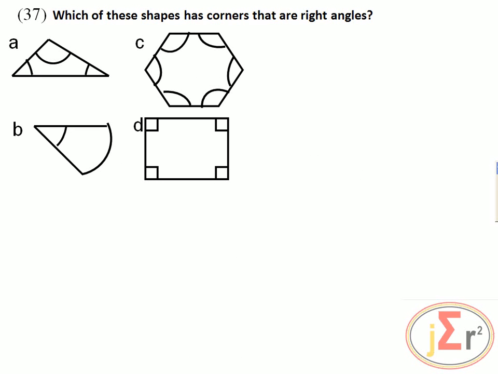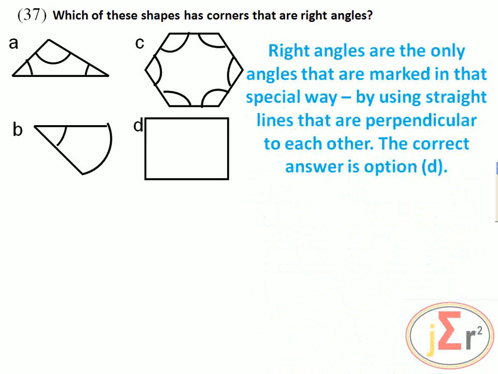Option D. Right, so Jerry is right onto it. And Jerry is saying that it is option D. Option D is surely correct. Right angles are the only angles that are marked in that special way, by using straight lines that are perpendicular to each other. The correct answer is therefore option D.